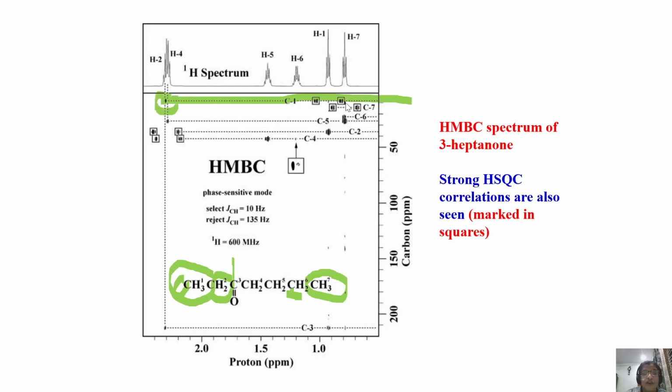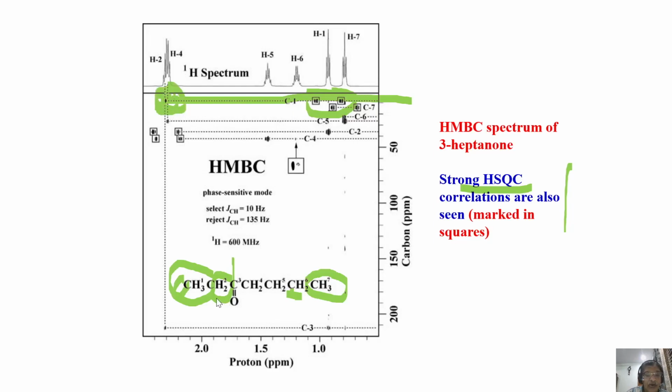Then you may ask, what are these other things coming? Those are HSQC correlations which are not completely suppressed here. In the real experiment you have to suppress these, but it is not suppressed. That's why it is marked in squares here. This is because of HSQC correlation, so you ignore those marked in squares, don't worry. Now you will see carbon 1 has a strong correlation to proton 2.